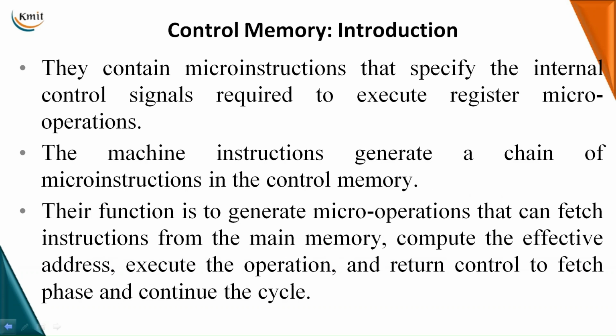So the main function of the machine instructions is to generate microoperations that can fetch the instruction from the main memory, compute the effective address, and execute the particular instruction. Once the execution of this particular instruction is completed, then the control has to go back to the fetch phase and continue with the execution of the next instruction according to the program order. So that is the main function of the microinstructions which are stored in the control memory of your control unit.